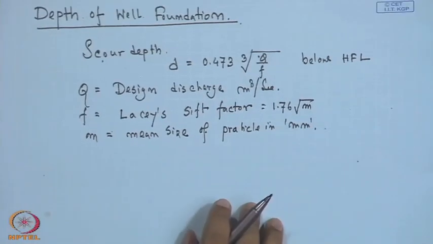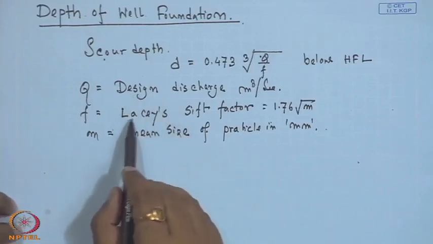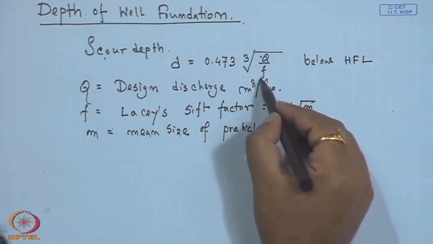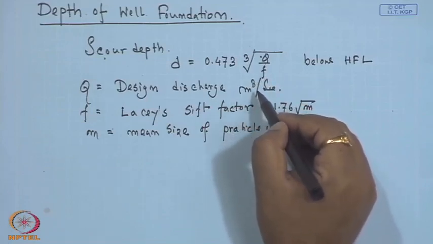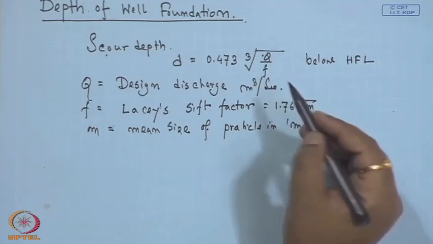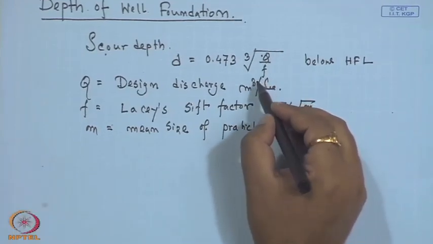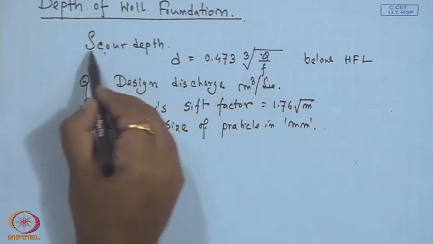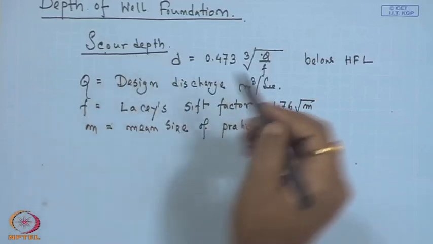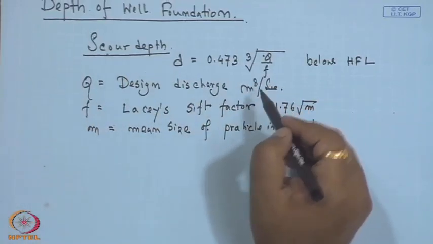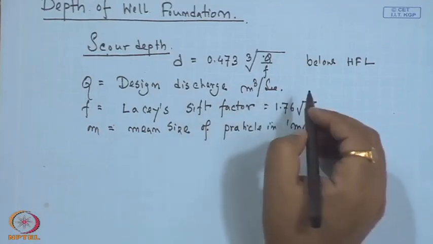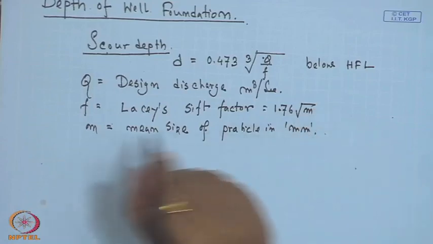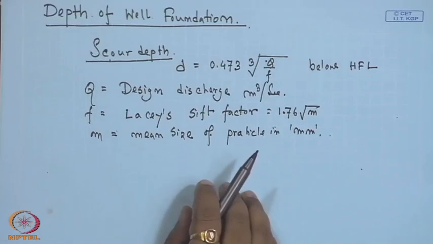Now, how will we calculate the design discharge? The design discharge is a given parameter, so we have to first determine it from the previous history of the site, or we have to give it as the input to calculate the scour depth. So, that maximum design discharge we have to consider, and then the silt factor we will calculate, and then how do we calculate the m? That means the particle size of that area, so that means the soil.